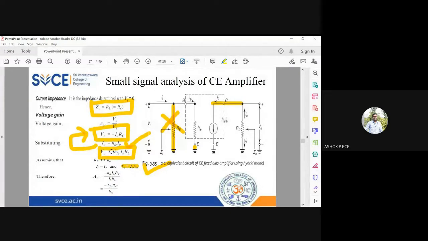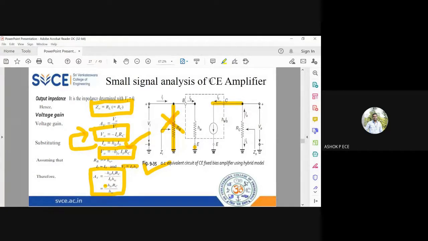So output voltage is minus HFE IB into RC. Input voltage is IB into HIE. Cancel the IB. So you get the voltage gain as minus HFE into RC by HIE. And why are we getting this minus sign here? Can anybody say why is that minus sign coming for the voltage gain?